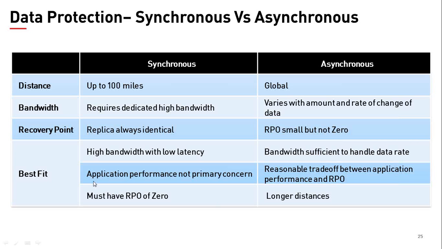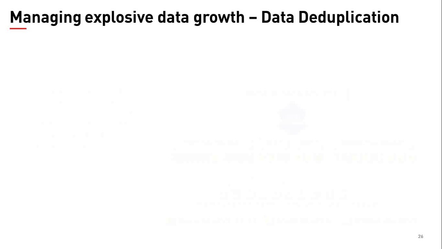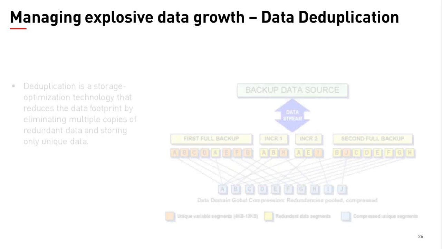Best fit: if you have high bandwidth and low latency, application performance is not a primary concern, and you have a requirement of RPO of 0, then you can go with synchronous. Whereas asynchronous, where you have two data centers across two different regions, let's say one in APAC and another in the northern region or the European region, then you can probably go with this particular replication type.